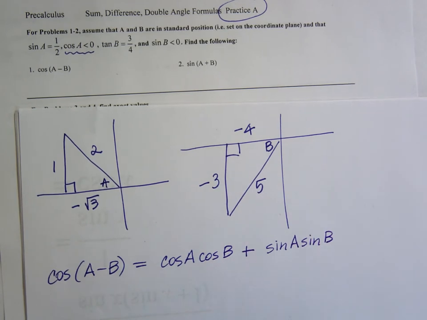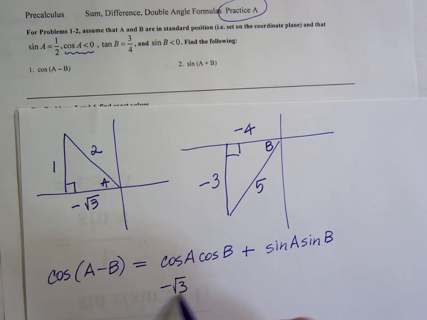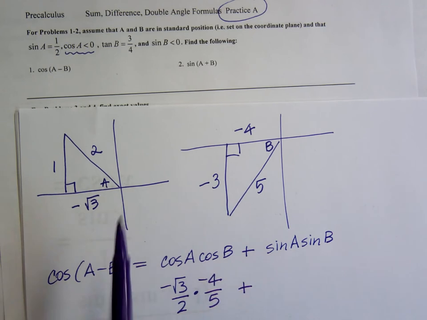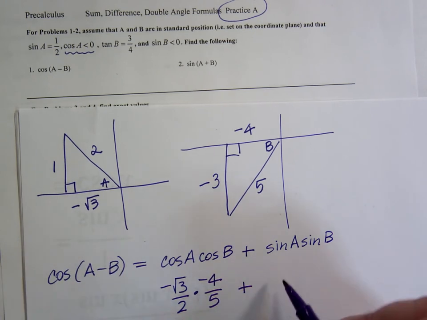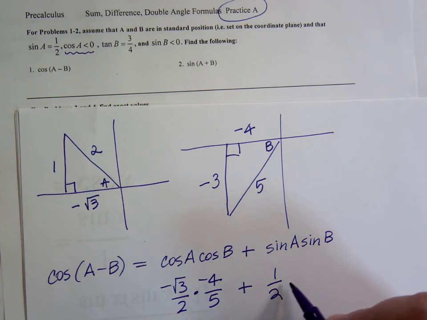So I need to know the cosine of A, the sine of A, the cosine of B, and the sine of B. So looking up here, the cosine of A, adjacent over hypotenuse, is negative √3 over 2. Cosine of B, adjacent over hypotenuse, is negative 4/5. Sine of A is 1 over 2. Sine of B is negative 3 over 5.